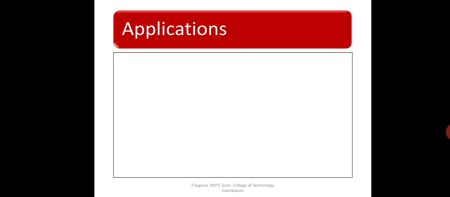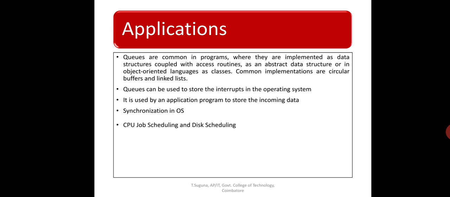Next, applications of queue. Queues are common in programs where they are implemented as data structures coupled with access routines, as abstract data structures, or in object-oriented languages as classes. Common implementations are circular buffers and linked lists. Queues can be used to store interrupts in the operating system. They are used by application programs to store incoming data. They are also used in the synchronization concept in operating systems. CPU job scheduling and disk scheduling are performed with the help of queues.